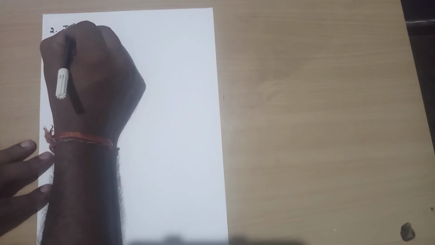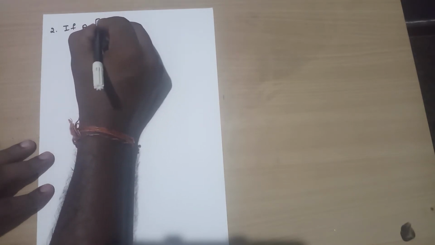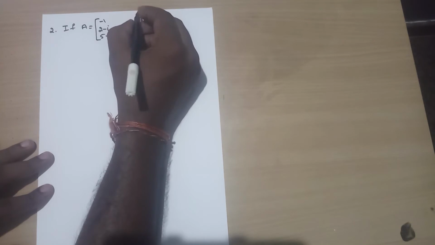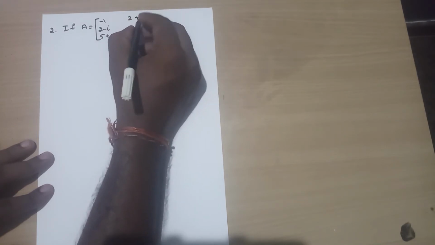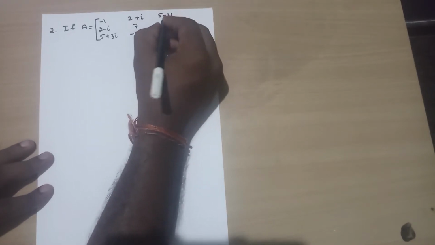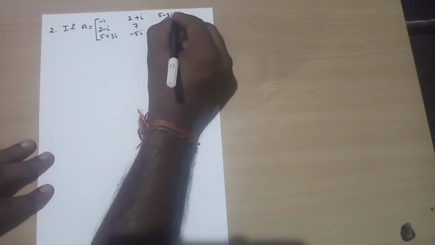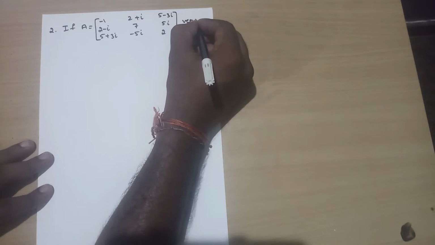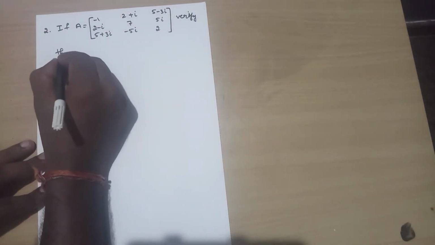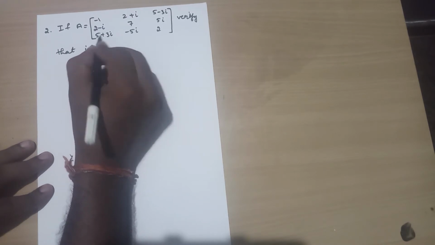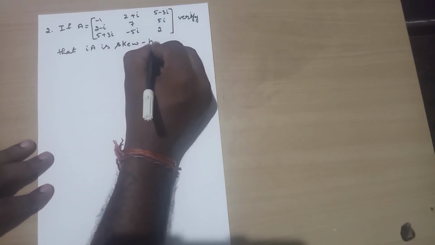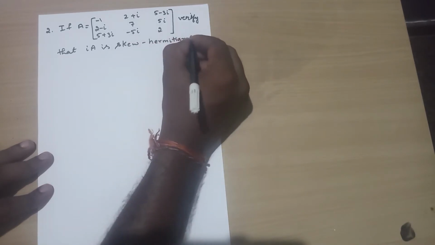Second one. If matrix A is, where the elements are minus 1, 2 plus i, 5 minus 3i in the first row, and here 2 minus i, 7, 5i, and 5 plus 3i, minus 5i, 2, verify that iA is a skew Hermitian matrix.